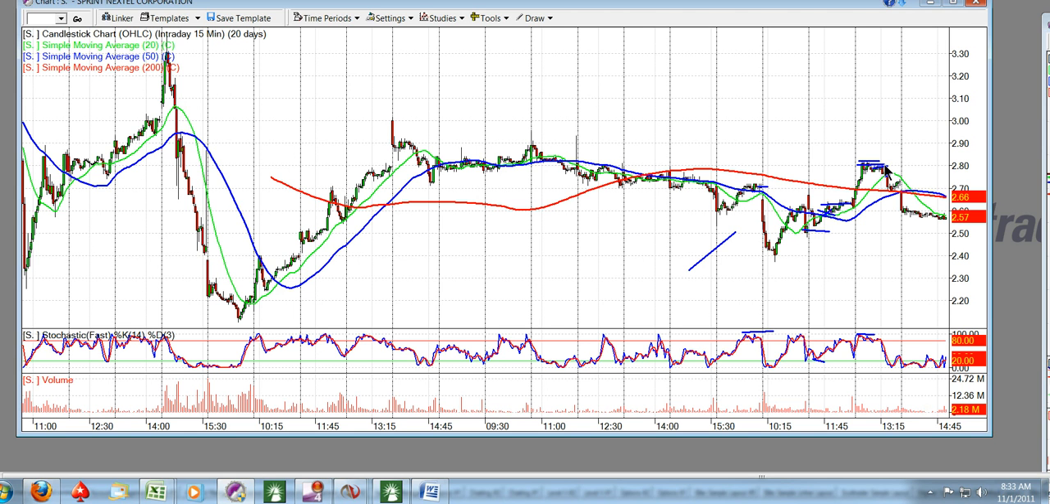So that's how you use stochastics. Look through some of your stocks, put in your stochastics into your charts, and just pick a few stocks and watch and see how they do every time they become overbought and oversold. So that's your lesson on stochastics today, and we'll talk to you soon.